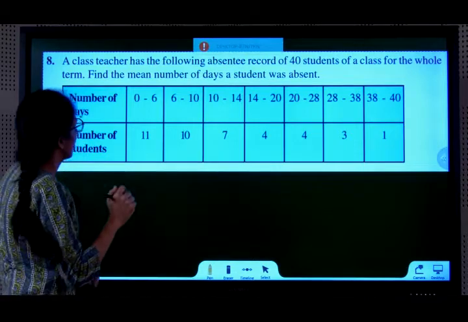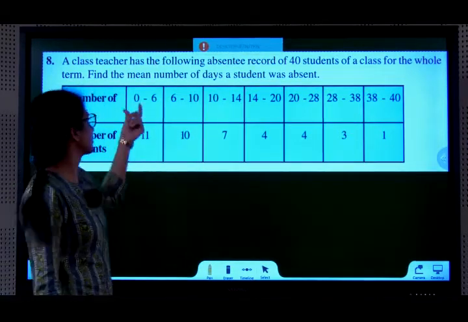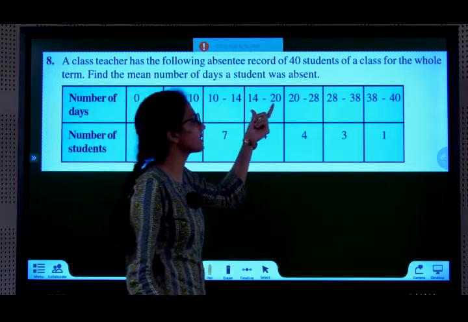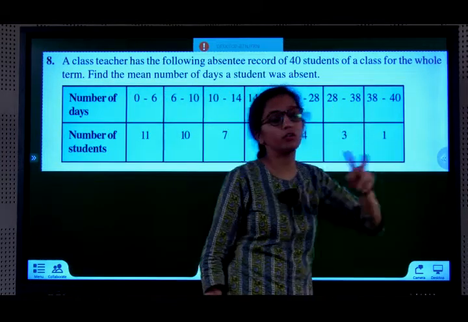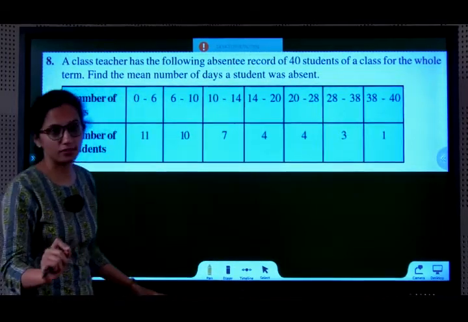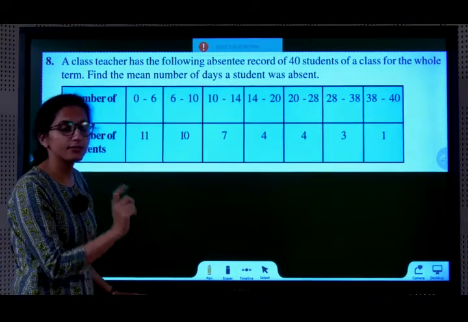Why is it wrong? Observe carefully, your class sizes are irregular. 0 to 6, 6, 6 to 10, 4, 10 to 14, 4, 14 to 20, 6, 20 to 28, 8, 28 to 38, 10, 38 to 40, 2. Class sizes are irregular. You cannot use standard deviation method. So you have to use assumed mean method only in this question.